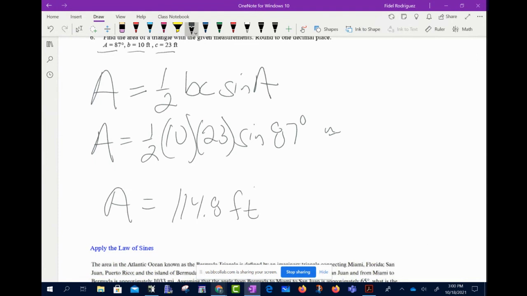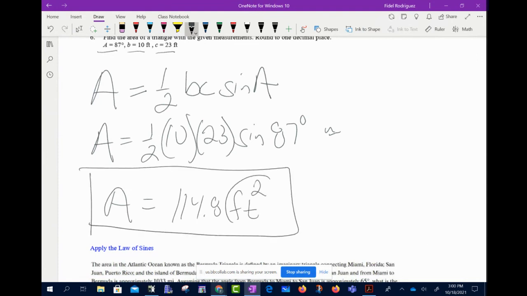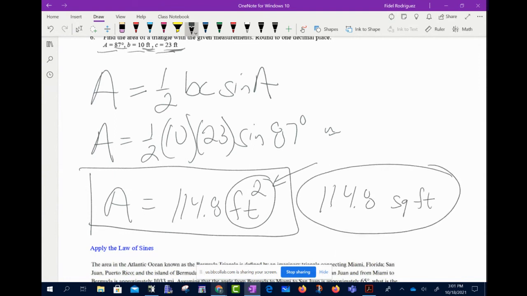Now, one thing I want to mention, y'all, area is always measured in what we call square units. So in this case, since we're dealing with feet, it's going to be feet squared. It doesn't mean you're going to square anything. You're not going to multiply anything else. It's just that when you write the units, it's going to be feet squared, right? Or sometimes they write like this, 114.8. Sometimes they use this, square feet. Okay, it means the same thing. There's no difference in how I'm doing that there.